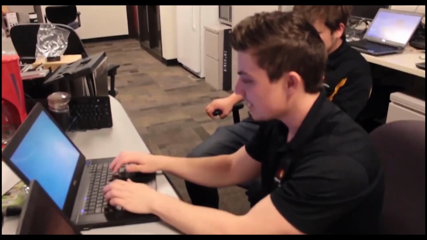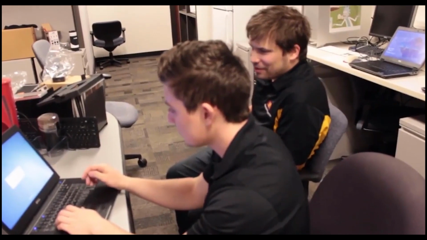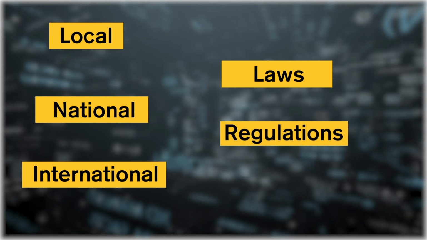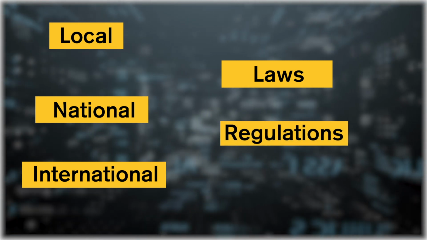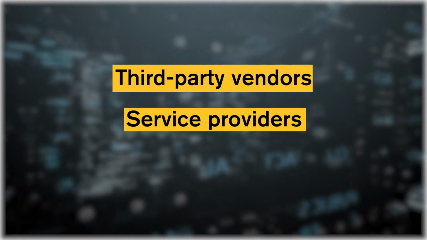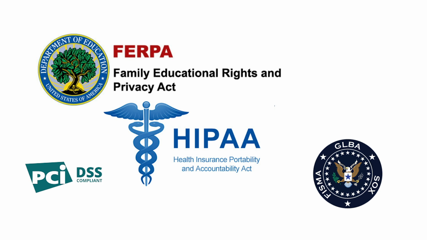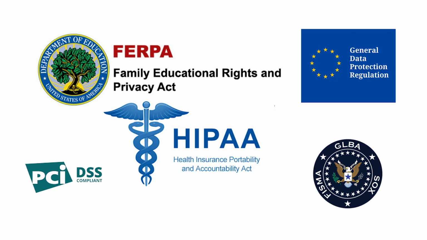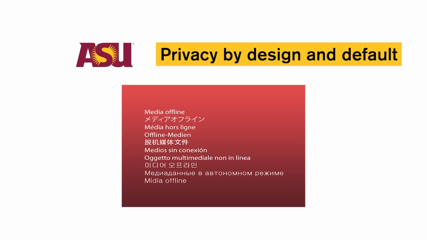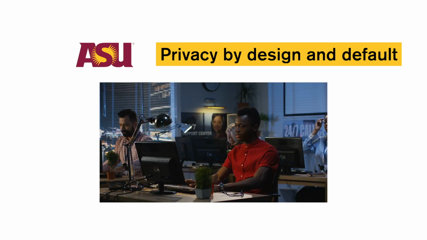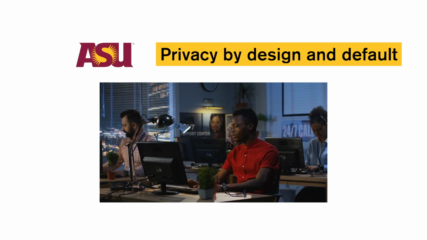If your role at ASU requires you to request or collect personal data, it's essential that you know the local, national, and international laws and regulations that apply. This is true as we develop systems internally or contract with third-party vendors and service providers. Examples of these regulations include FERPA, HIPAA, PCI DSS, state privacy laws, and the European Union's General Data Protection Regulation, or GDPR. ASU incorporates privacy by design and default, which requires appropriate measures to protect personal data and the subject's right to control the use of that data.